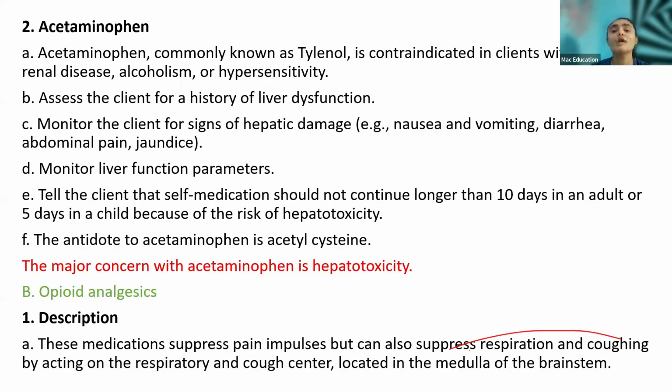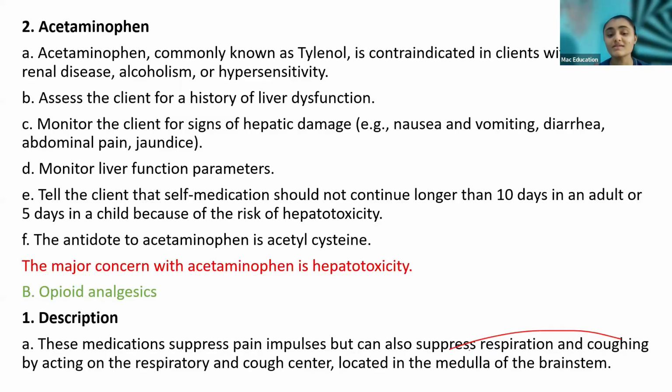Next is opioid analgesics. If the person's pain is not relieved by non-opioid analgesics, you will move towards opioid analgesics. Opioid analgesics are higher dose analgesics. We cannot directly prescribe opioid analgesics to the patient. We always go first for non-pharmacological methods, then non-opioid analgesics, then opioid analgesics. So let's start with opioid analgesics.